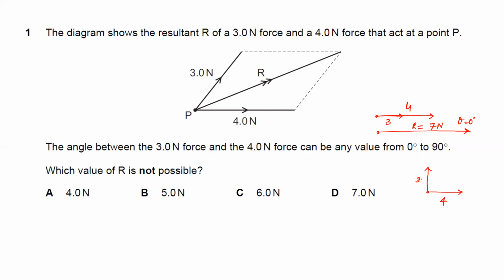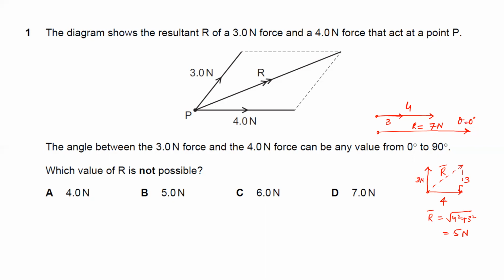So this is 3 Newton, this is 4 Newton, and using the parallelogram law, or just the vector addition of two vectors, this R vector will be the square root of 4 squared plus 3 squared. So the answer will be 5 Newtons. So the maximum value will be 7 Newtons and the minimum value will be 5 Newtons.